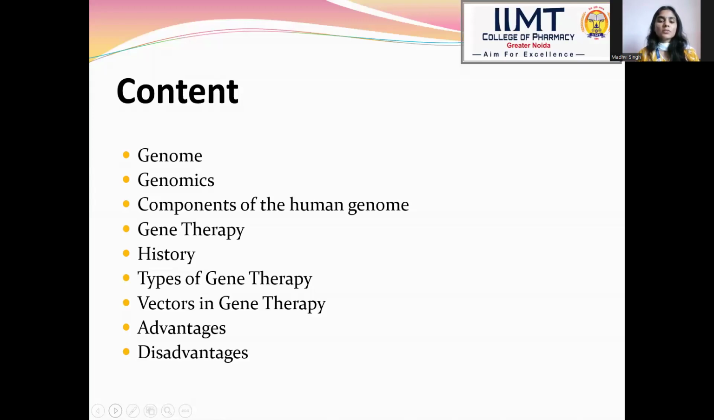The points we will cover in this lecture are: genome, genomics, components of the human genome, gene therapy, history, types of gene therapy, vectors involved in gene therapy, and advantages and disadvantages of gene therapy.